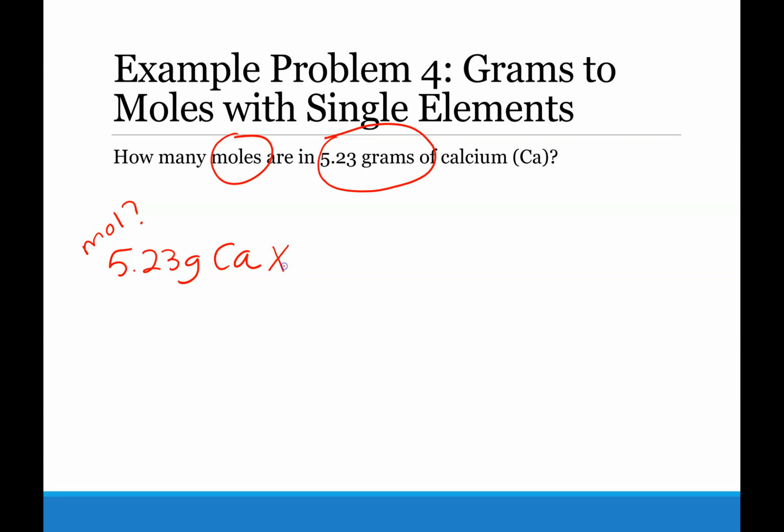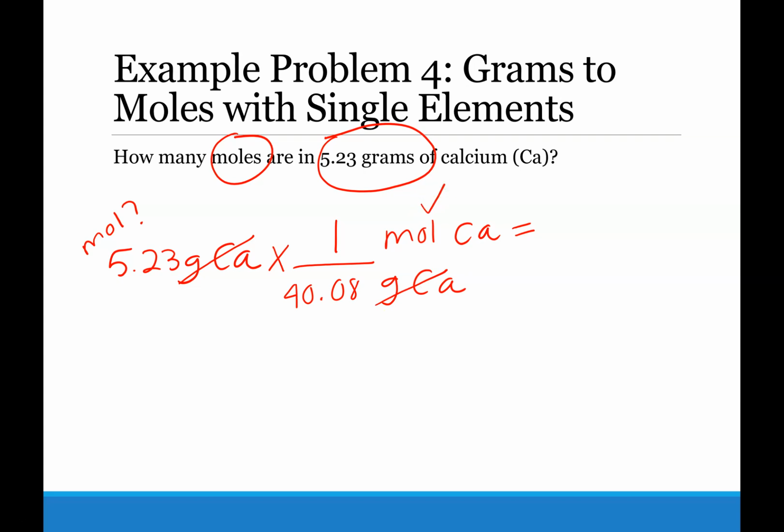So draw our multiplication symbol, draw our division bar, bring grams of calcium down, and moles of calcium goes on top. In 1 mole on the periodic table of elements, calcium is element number 20. There are 40.08 grams of calcium. So grams cancels and we're left in units of moles.